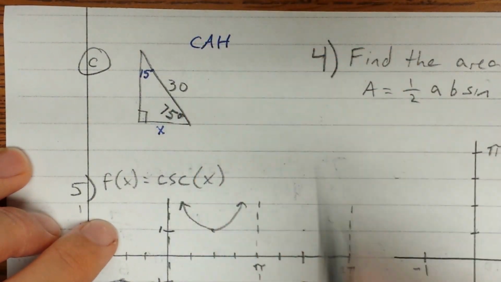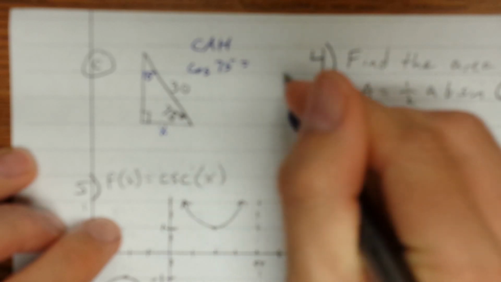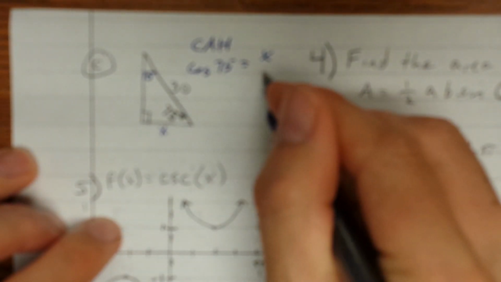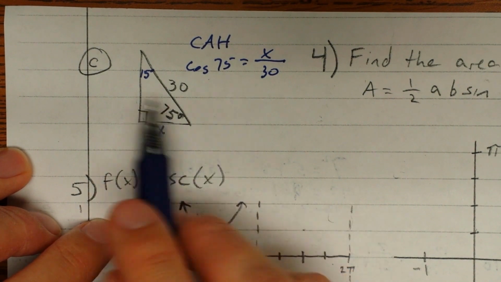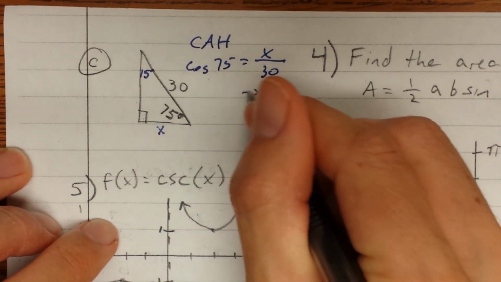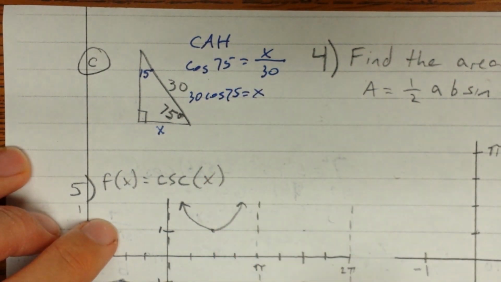So cosine of 75 equals something, the adjacent side, over 30. And to solve for that, I just need to multiply both sides by 30. So x equals 30 times cosine of 75.